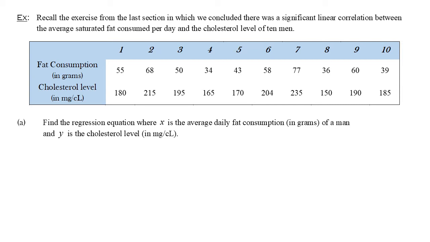So again, running LinRegTTest on these two rows. Here again, X represents the fat consumption, and Y represents the cholesterol level. So when we run the LinRegTTest, again, we're going to get a value for a and b in the equation of our line of best fit.